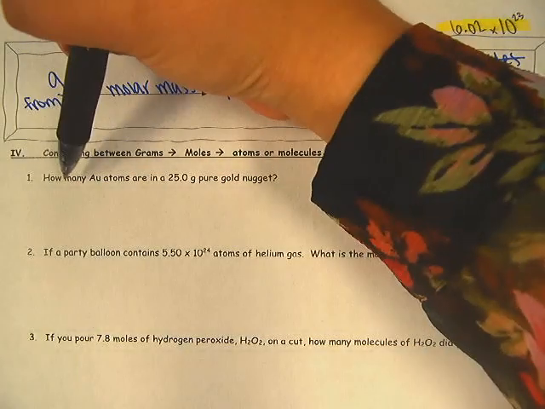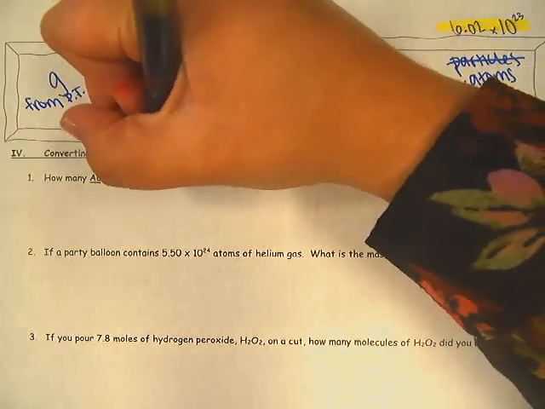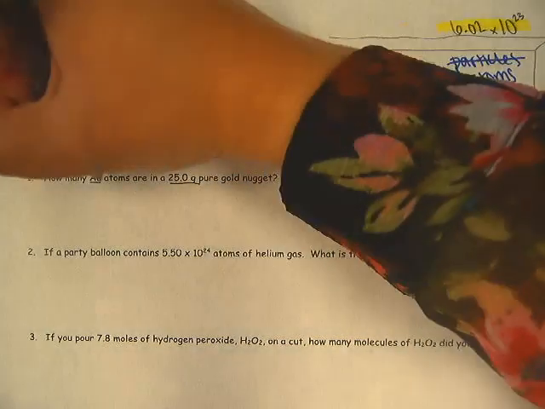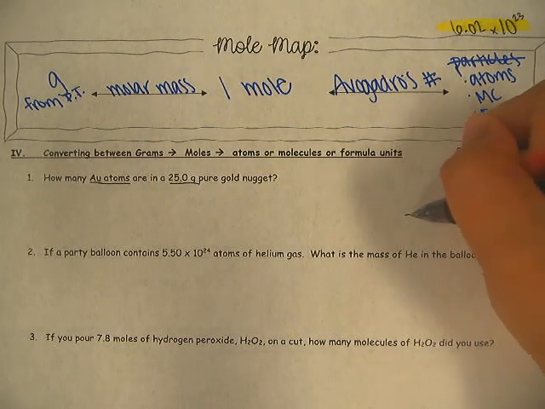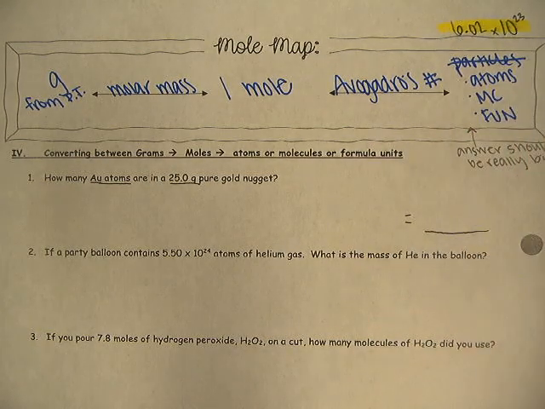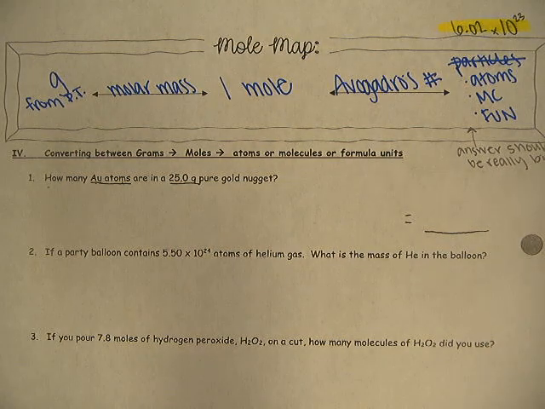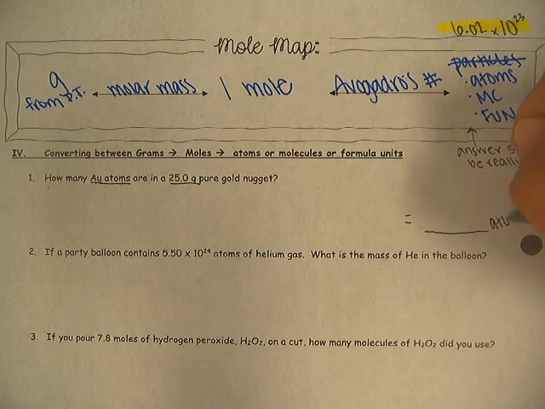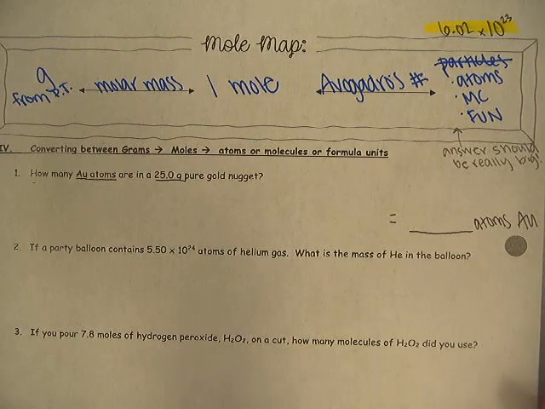So question 1 says, how many gold atoms, so AU is the symbol for gold, are in a 25.0 gram pure gold nugget? So AU atoms. Based on the way this question is worded, when you're done converting, the question is asking how many gold atoms. So to answer that question, you would need to give your answer in gold atoms or atoms of gold. Atoms of AU.